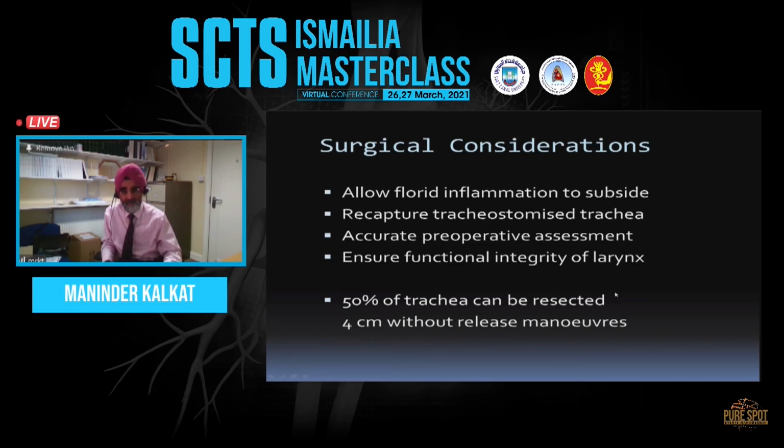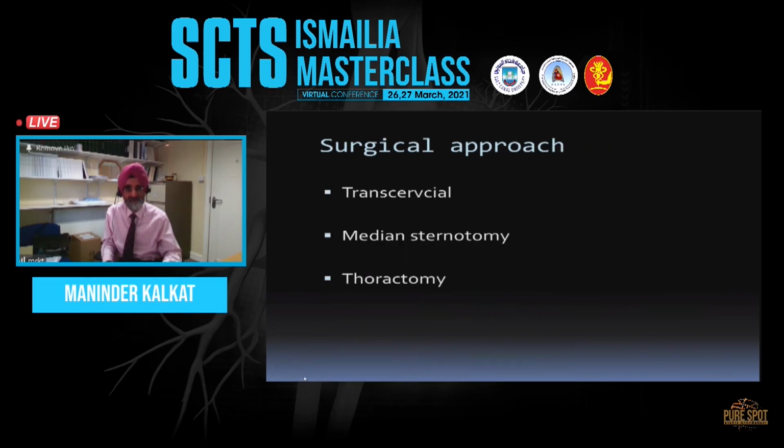And this is a question always asked, how much you can take it out? I think it's your judgment. It depends on how much fibrosis is there. Somebody having had bad tracheostomies, you may not be able to take out 2 centimeters of trachea out, but in a normal person, you can probably take out half the trachea, 4 centimeter without any release maneuvers, and another 1.5 to 2 centimeter can be captured with the release procedures.